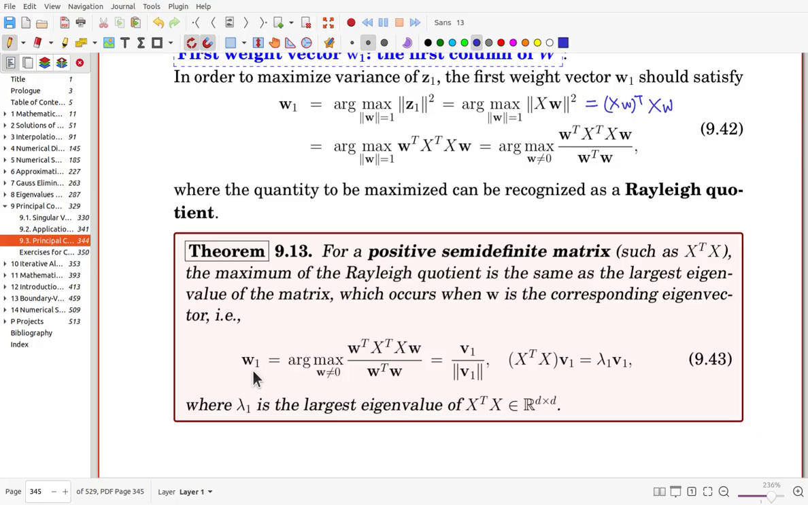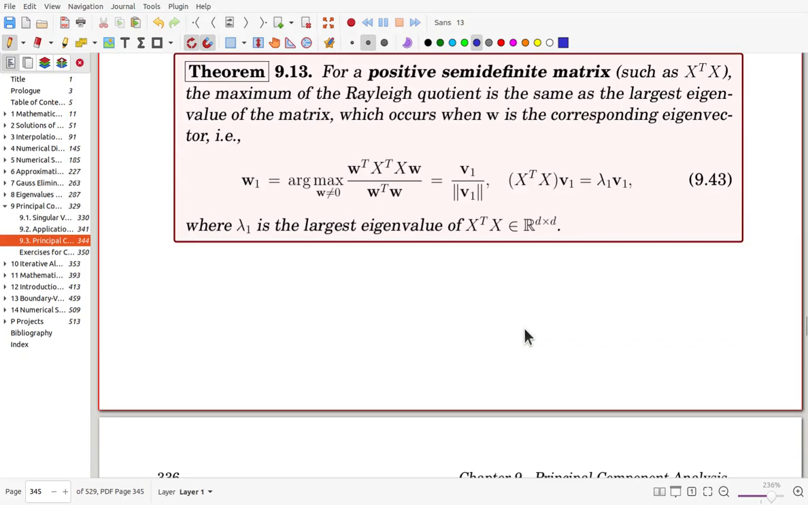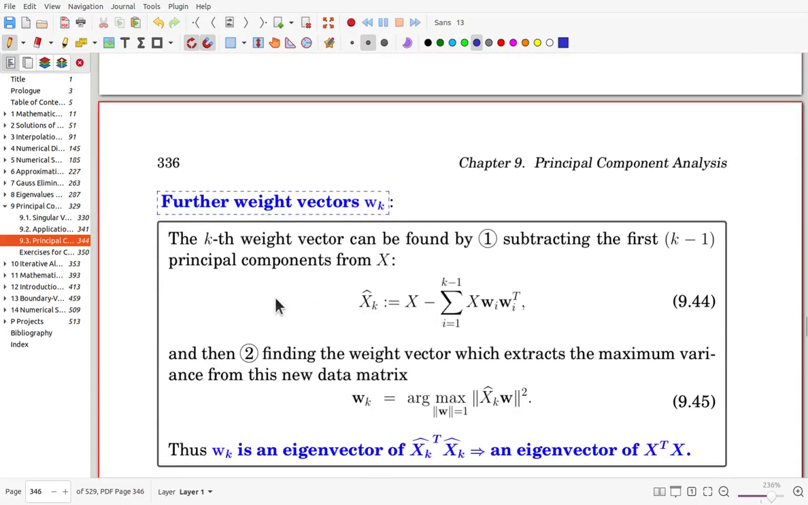Basically, this weight vector will maximize the variance of the transformed data. Okay. How about the other weight vectors?